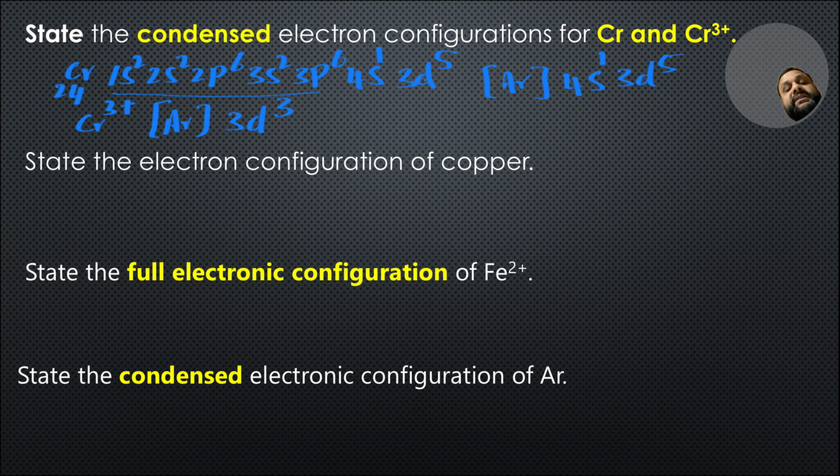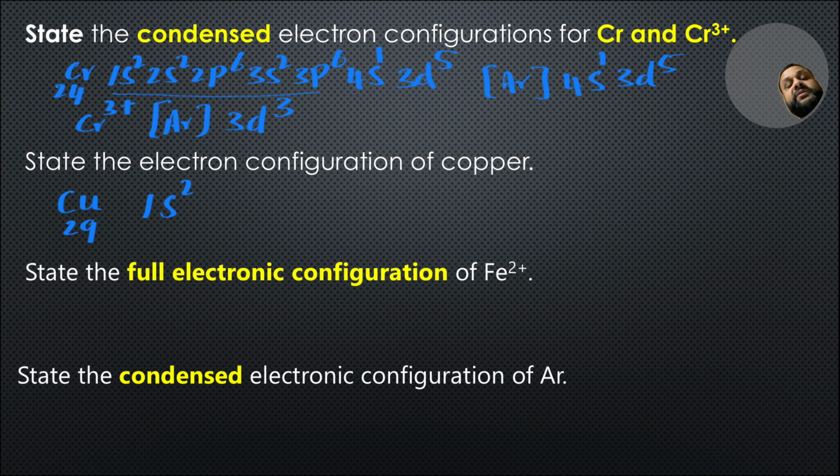Next question, state the electron configuration of copper. So copper is another exception. If you look in the periodic table, atomic number of copper is 29. So it means copper has 29 electrons. Here you can write down full or condensed. You will get marks because they didn't mention whether you need to write down the full or condensed electron configuration. So let's start with the full electron configuration.